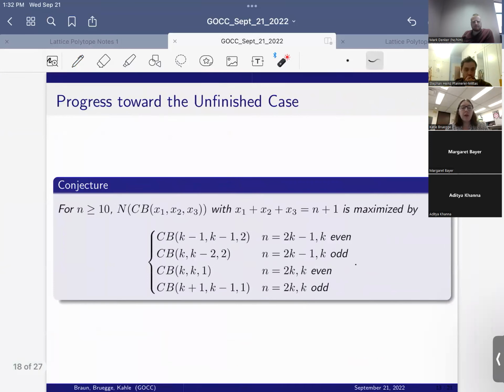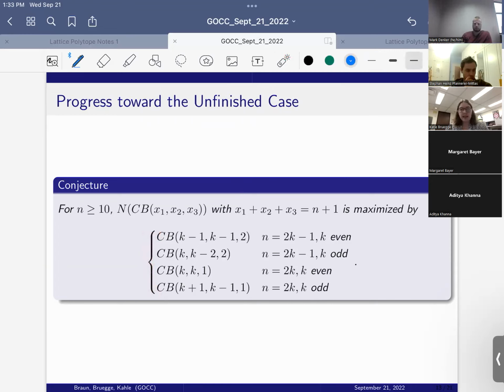For n greater than or equal to 10, we have a conjectured maximizing coffee bean for every n. So if we restrict ourselves to graphs that are coffee bean shaped, for every possible n, we believe that these are our facet maximizers. This has been tested for n up through, I think, 535, by using Sage to go through every partition of n plus 1 and compute what these numbers have to be. And we are finding that these are the maximizers.